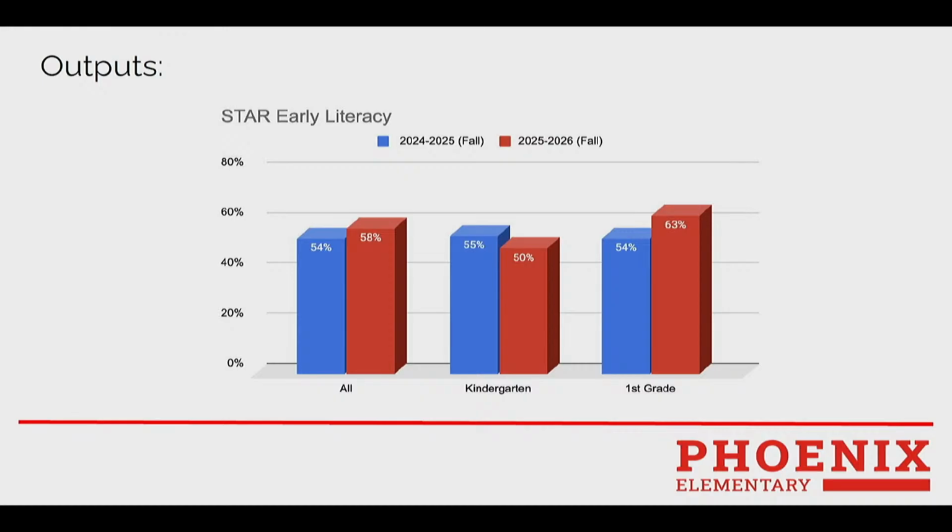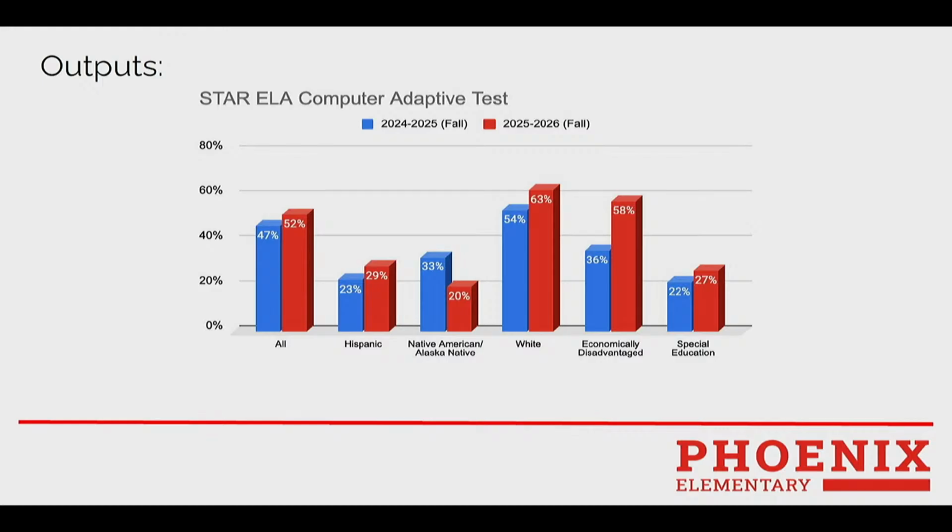If you look at the next slide, you'll see this is our STAR Early Literacy results, the comparative from kindergarten and 1st grade. This is our English Language Arts adaptive, our computer adaptive test, our STAR. So you'll see this is broken down with all students, Hispanic, Native American, Alaska Native, white, economically disadvantaged, and special education.